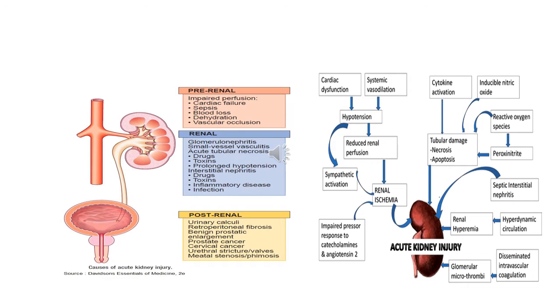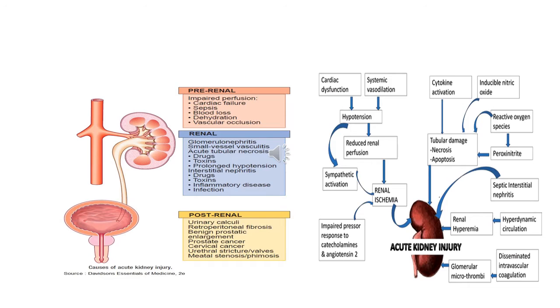This picture shows how kidney injury develops in the pre-renal, renal and post-renal conditions. There are various manifestations that accumulate to cause an acute kidney injury. Among these factors, we have pre-renal. This involves impaired perfusion, cardiac failure, sepsis, blood loss, dehydration, and vascular occlusions.